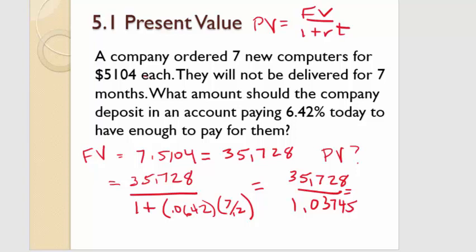Now, you'll have to clear your calculator and plug in $35,728 and divide that by 1.03745. You'll get an amount of $34,438.28. Now you need to make sure this makes sense.